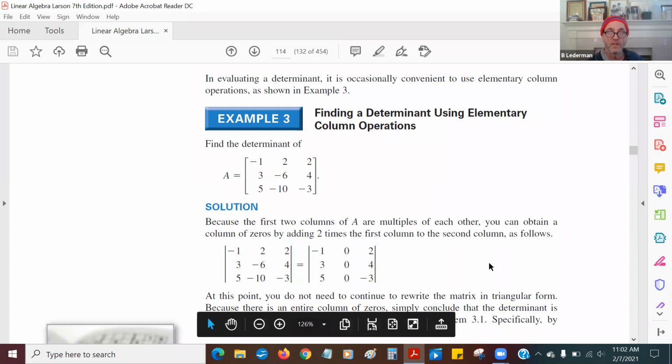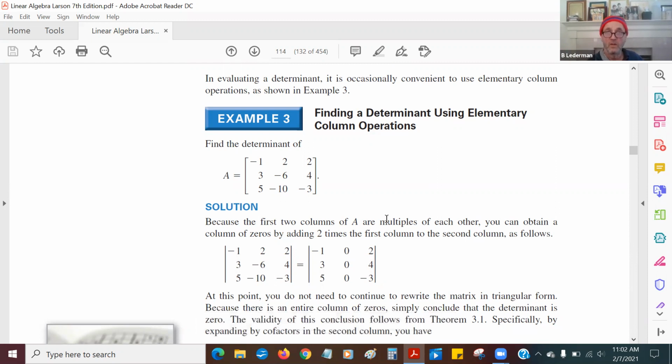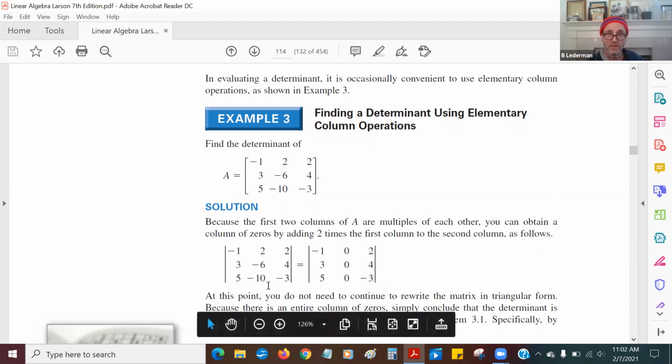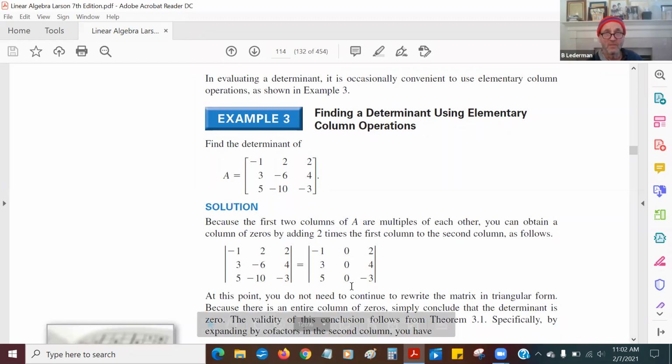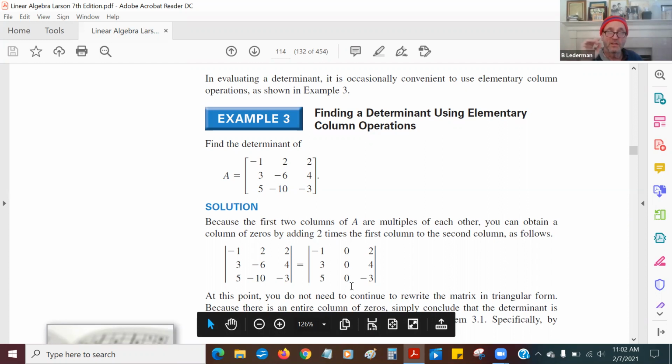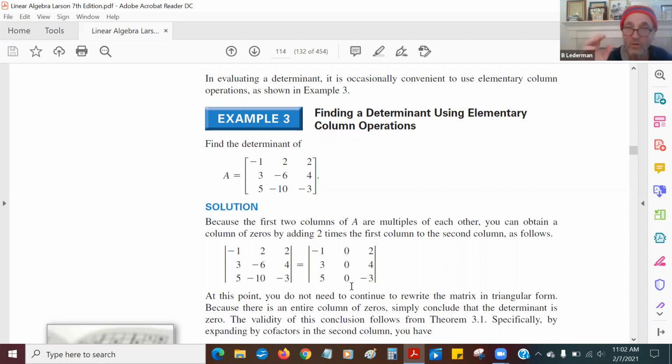So the first thing I did is I added +2 times the first column onto the second column. Now, when I did that, the second column became all zeros. Well, guess what? You could stop at this point. We're done. The answer is that the determinant is 0.